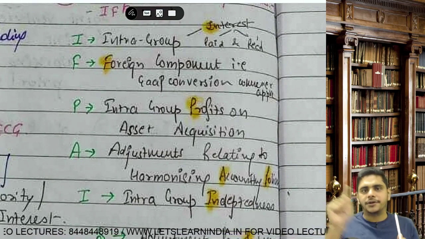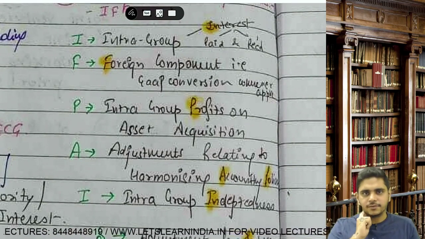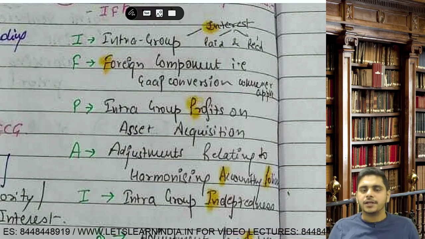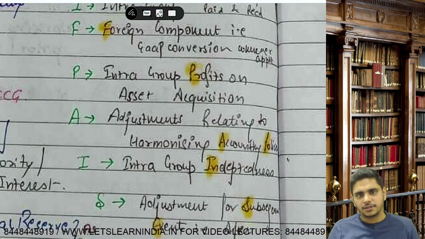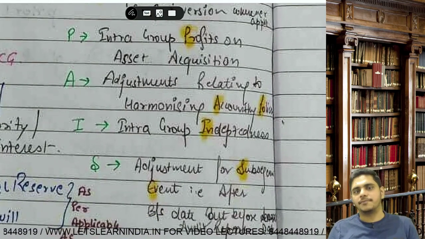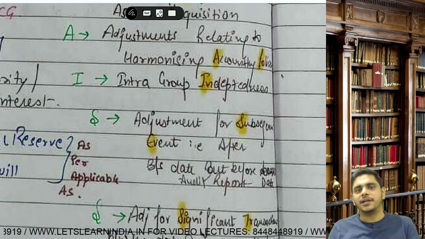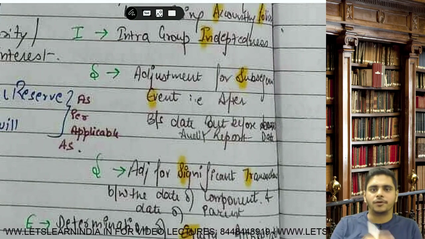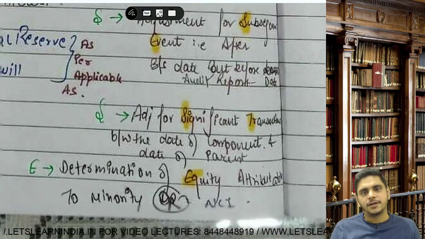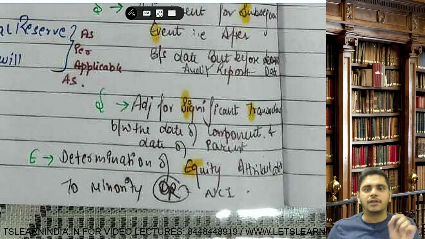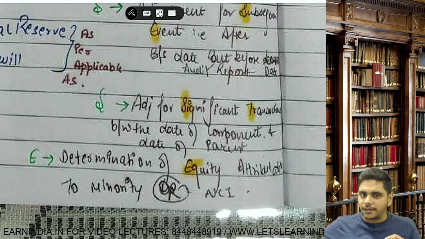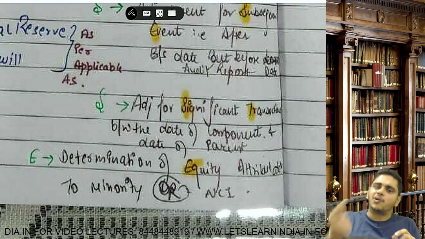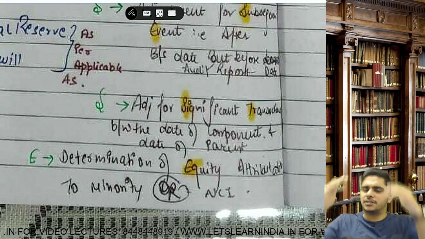I'll read for you. Intragroup interest paid and received. Foreign components, that is GAAP conversion wherever applicable. Intergroup profits on assets acquisition. Adjustments relating to harmonizing accounting policies. I, intergroup indebtedness. S, adjustments for subsequent event, that is after balance sheet date but before audit report date. One more, adjustment for significant transaction between the date of component and date of parent. E, determination of equity attributable to minority or NCI. If you want to add an extra point, adjustment for deferred tax, or else if paise is good.